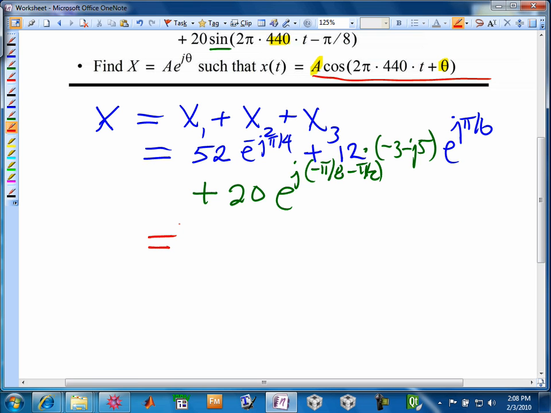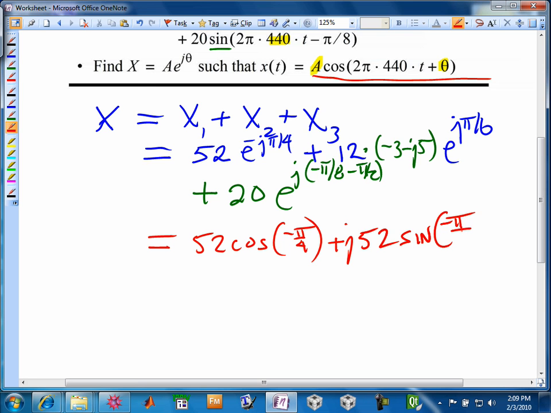So on the first term, how could I break that into rectangular form just on paper here? What would the first term be in rectangular form? Okay. 52 times the cosine of negative pi over 4 plus j sine of negative pi over 4. Well, yeah, there has to be a 52 in there, right? Unless I put the parentheses somewhere else. My parenthesis was around the whole thing.